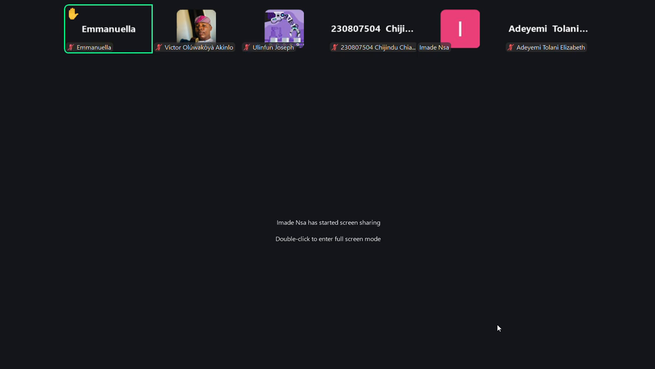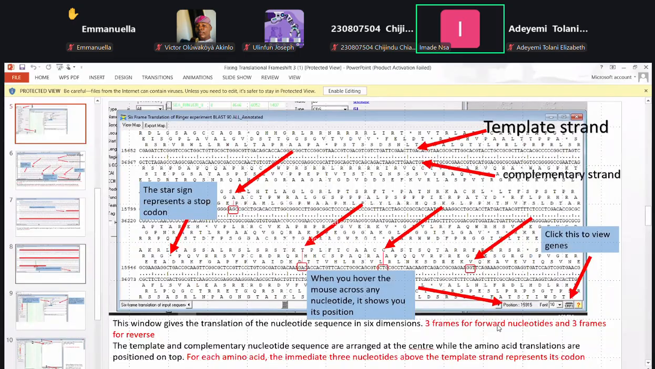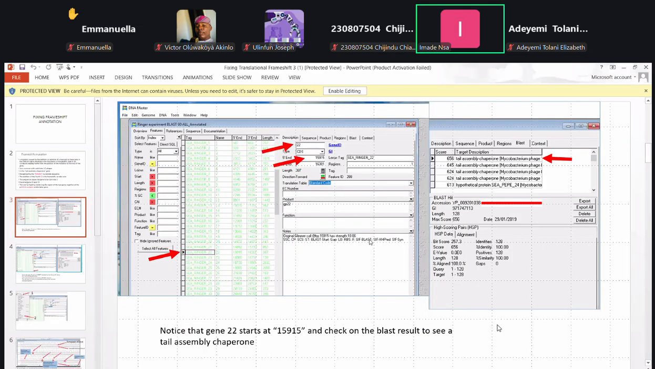We can see your screen. Oh, thank you. Fixing frame shift. We already said these were the G's. The fourth G is the problem. In this example, we show you how to fix it in Gene 22 and in 23. If you look at the BLAST results, you see 100%, 1 to 128, perfect match. The second part of the gene, 15 to 45, 237 to 267.